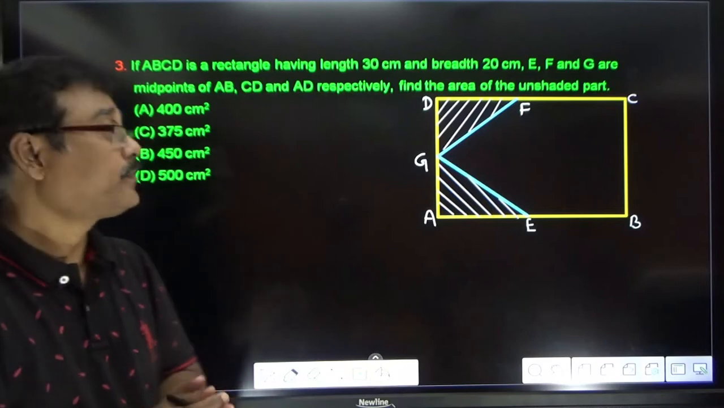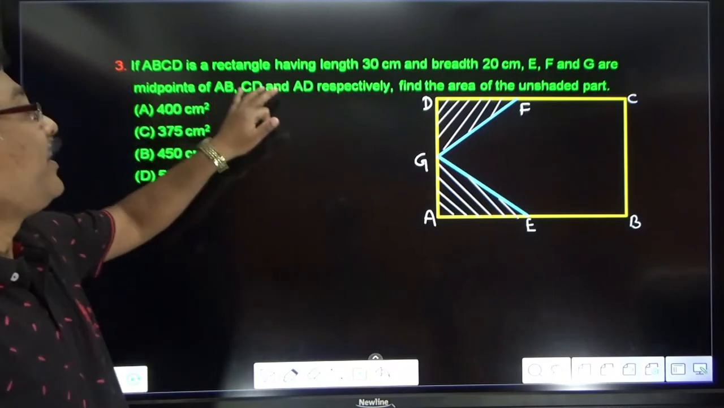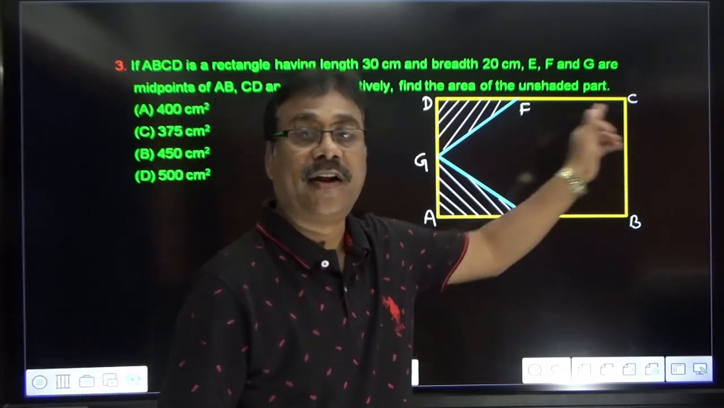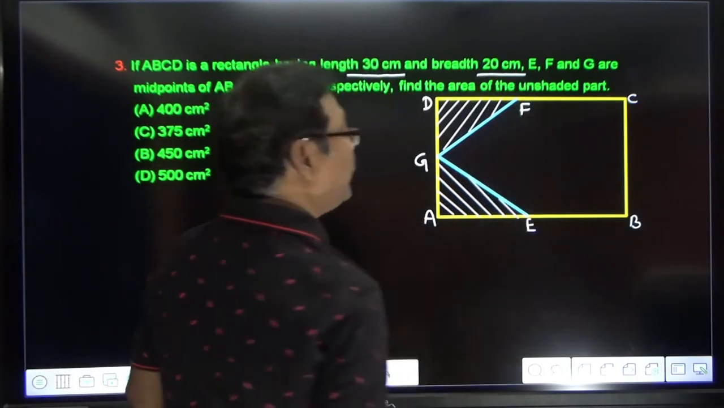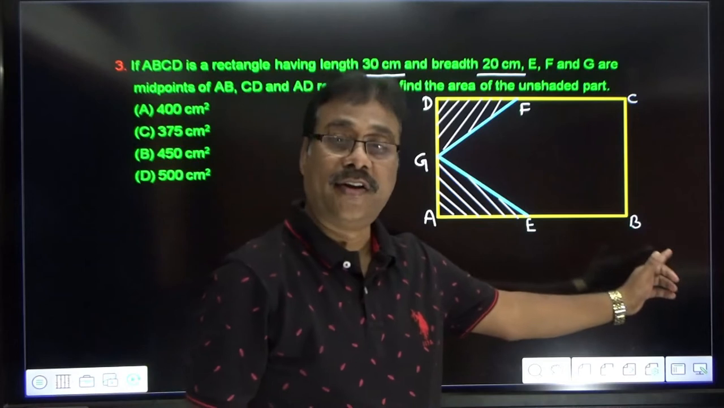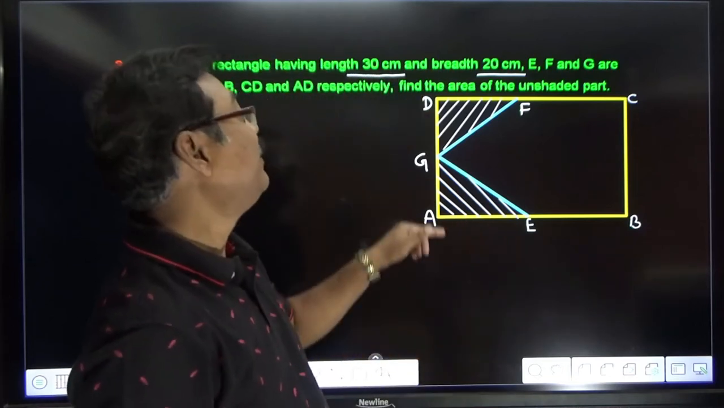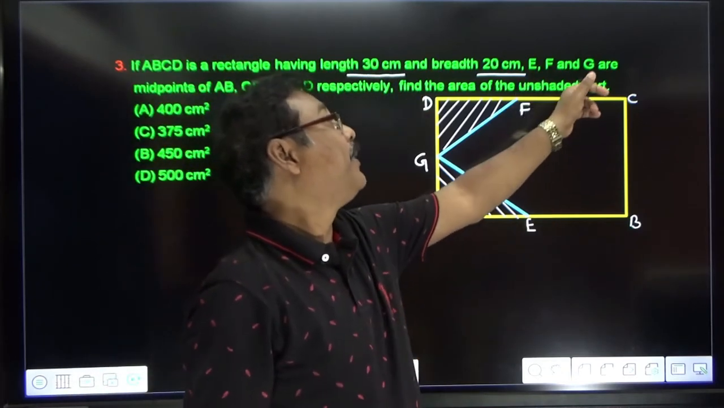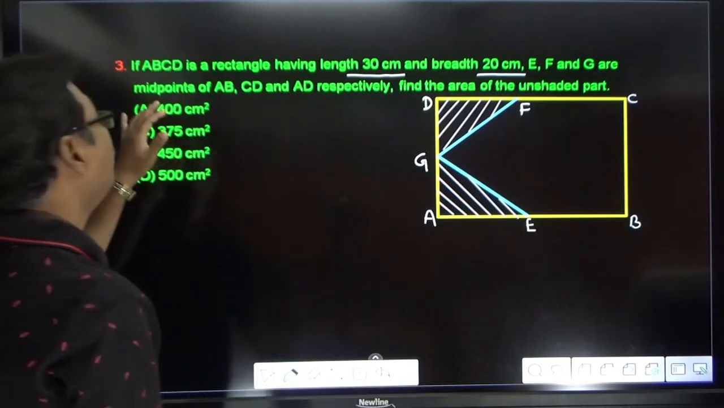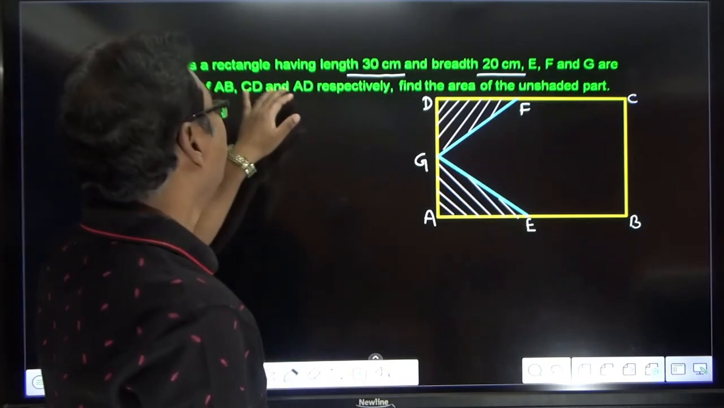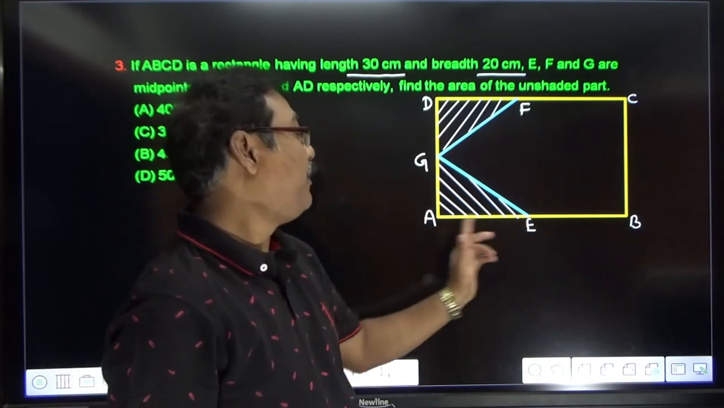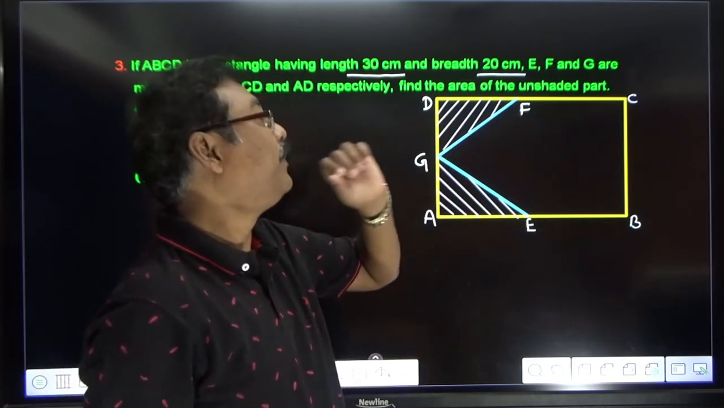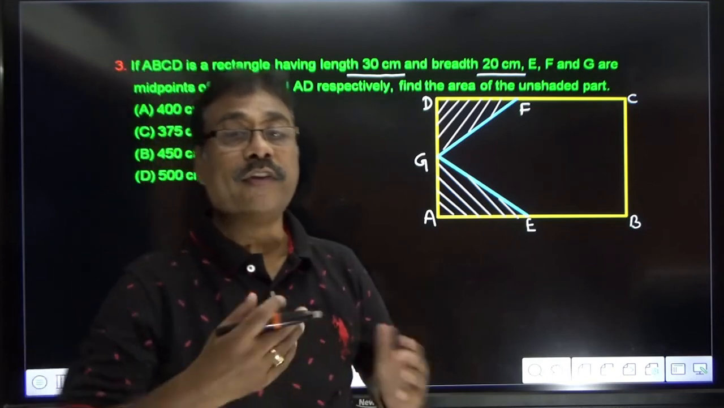What is it? ABCD is a rectangle. You can see ABCD is a rectangle of length 30 cm and breadth 20 cm. This AB is 30, you can say. This AD is 20. E, F and Z are the midpoints of AB, CD and AD. E is the midpoint of AB and this is the midpoint of this and this is the midpoint of this. Question is what?